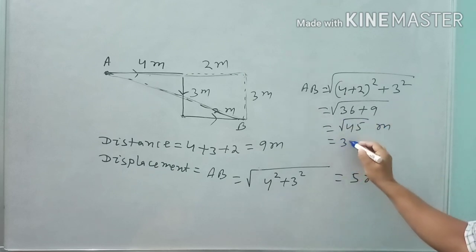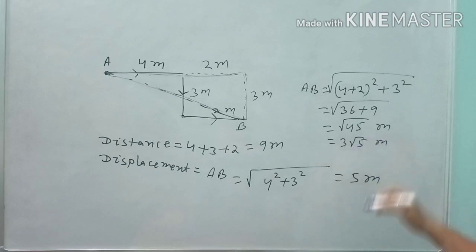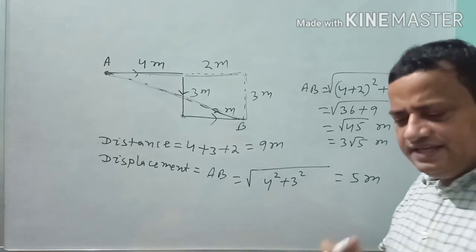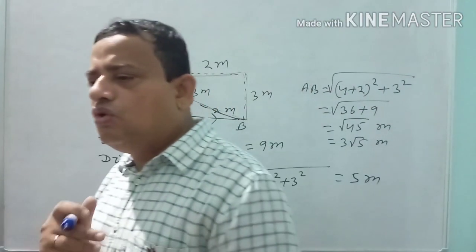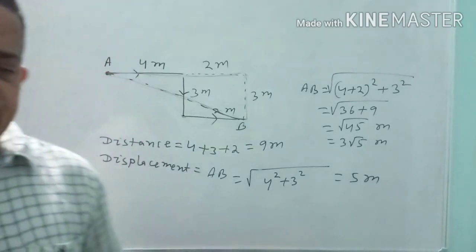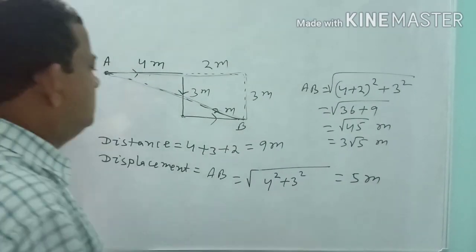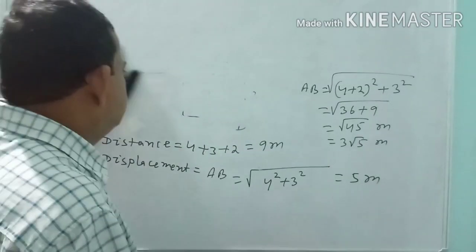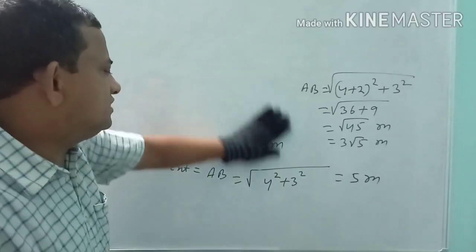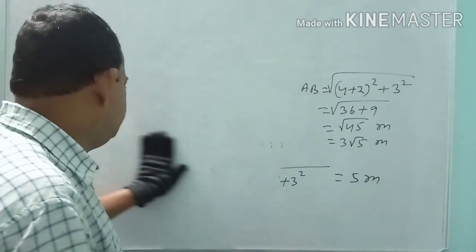Or you take 3 into root 5 meter. This is the displacement. So it is easy to calculate if you know how to find out displacement and distance. So the question is a circle. What does it mean?